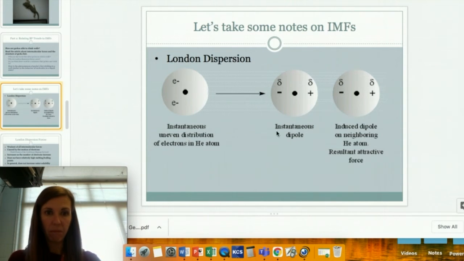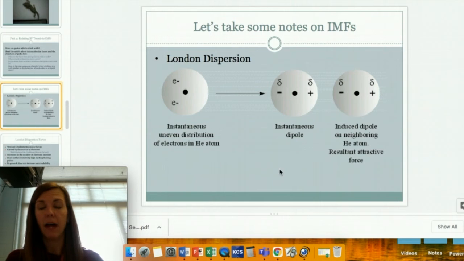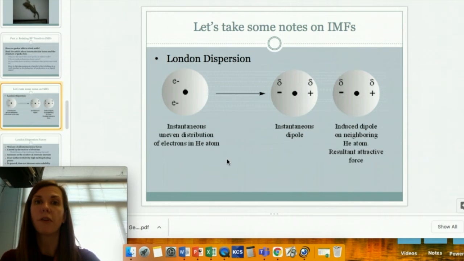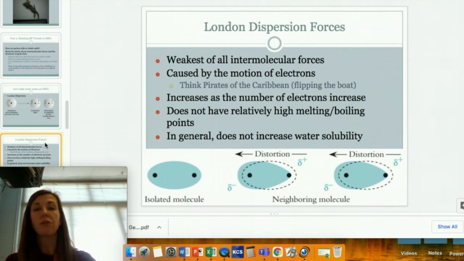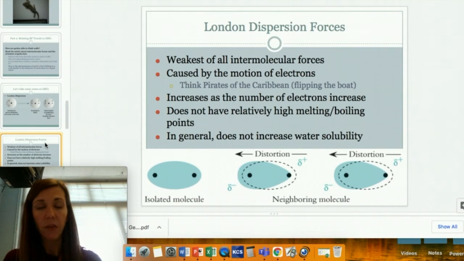Okay, so this is just helium, as it has two electrons. They happen to be on the same side. That creates an instantaneous dipole that then induces other dipoles. However, because it's due to just the random motion of those electrons, they are not very strong and they don't last very long. Okay? So these are very, very weak. They're the weakest of all of our intermolecular forces. They're caused by the motion of electrons.